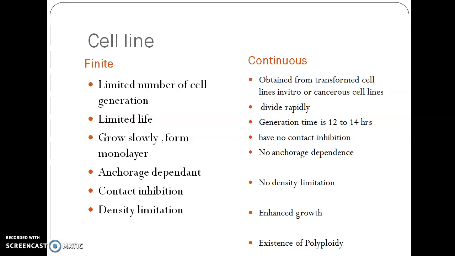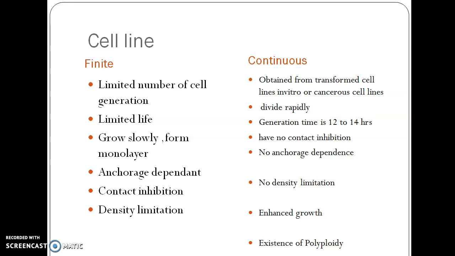Density limitation means it won't divide indefinitely. Coming to the continuous cell lines, they are obtained from either transformed cell lines in vitro or cancerous cells. They divide rapidly. Their generation time is 12 to 14 hours. They have no contact inhibition, no anchorage dependence, and have no or reduced density limitation. They show enhanced growth and proliferation due to rapid growth rate and different cell shape and organization of microfilaments.